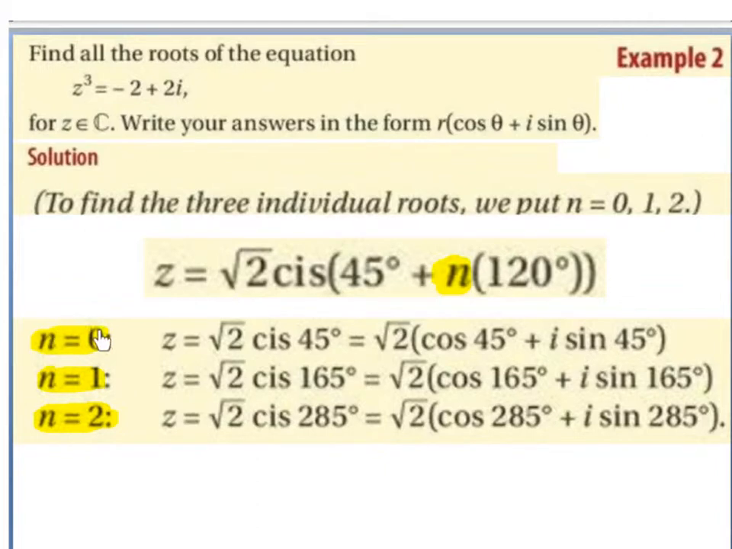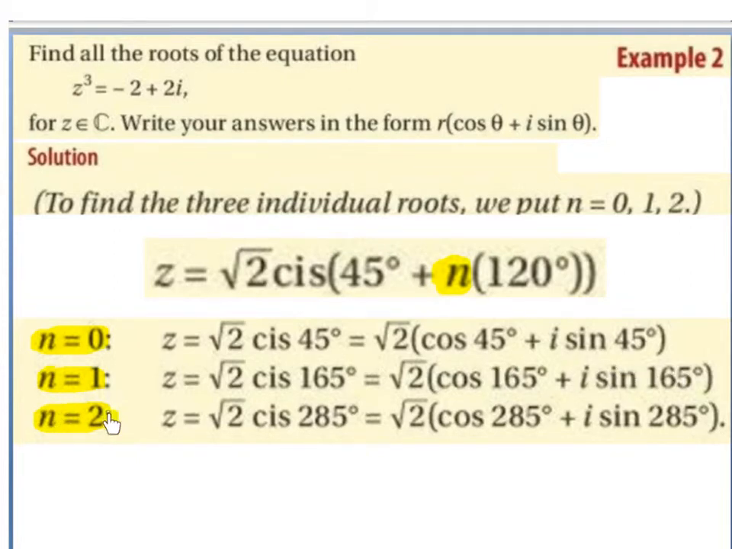So when n is equal to 0, we swap that n for 0. 0 times 120 just cancels. So we get z equals root 2 cos 45 degrees plus i sine 45 degrees. So basically you just forget about this part. When n is equal to 1, we have 1 times 120. We get z equals root 2 cos 165 degrees, because 45 degrees plus 120 degrees is 165 degrees. So we get root 2 cos 165 degrees plus i sine 165 degrees.